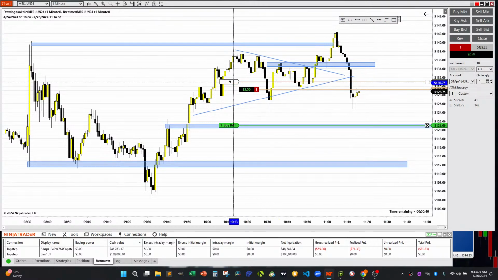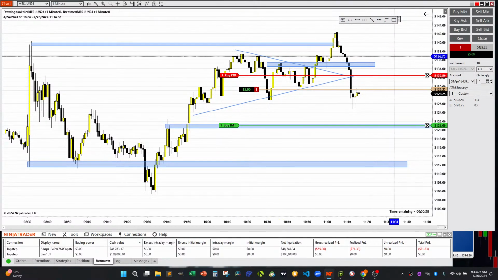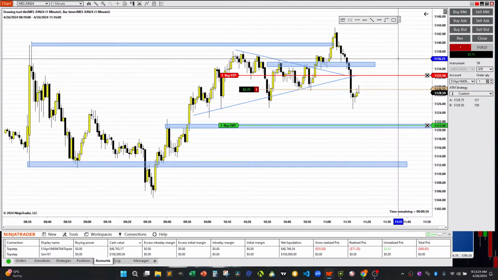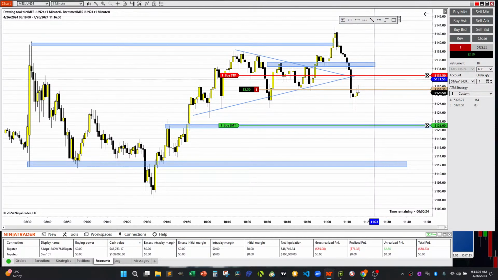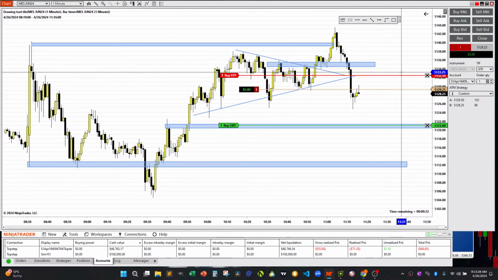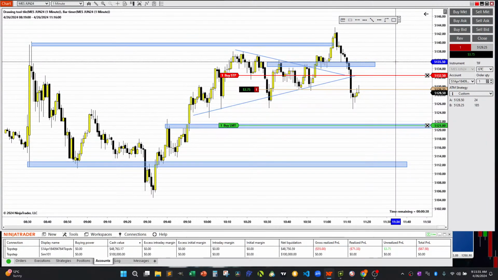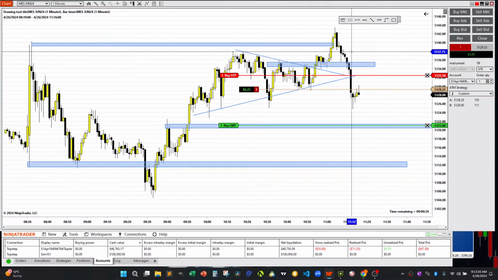Still getting that momentum downward. I'm gonna bring that up to the break level. It does strongly look like it's going to continue downward. That was a fake out long.